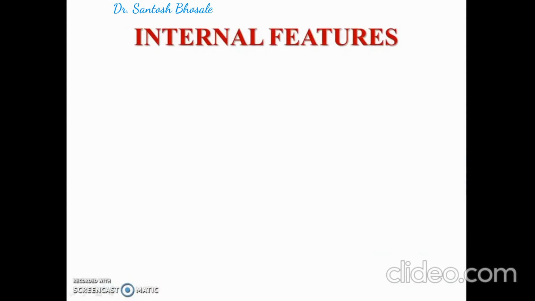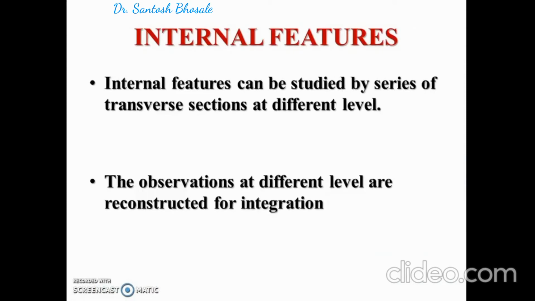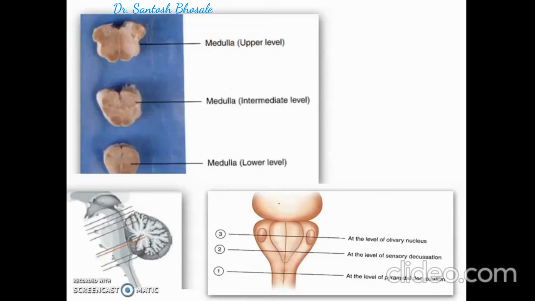So, now we will dwell into the internal features. Internal features can be studied by a series of transverse sections at different levels. The observations at the different levels are reconstructed for integration and better understanding. And in the medulla, we will take three sections, one at the level of pyramidal decussation, one at the sensory decussation, one at the level of the olivary nucleus.